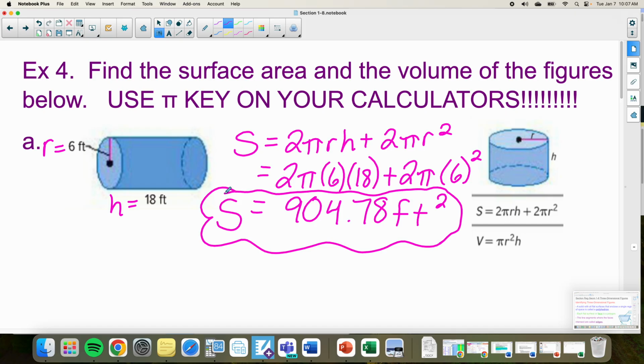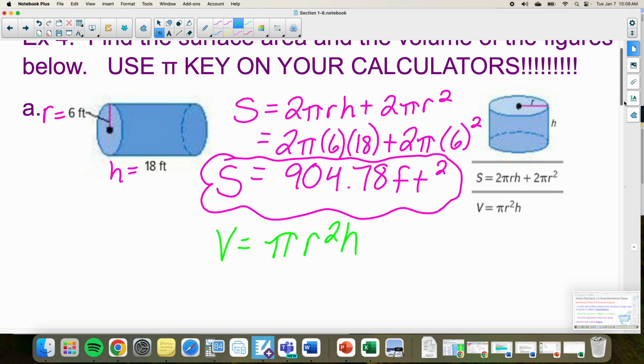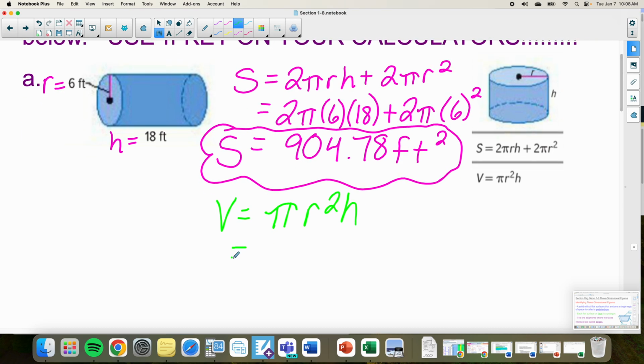Okay, then we're going to find the volume. The volume is, I'm going to write that. Usually the volume is even easier to find. So it's pi r squared h. So we're going to go pi. The radius is 6. The height is 18.